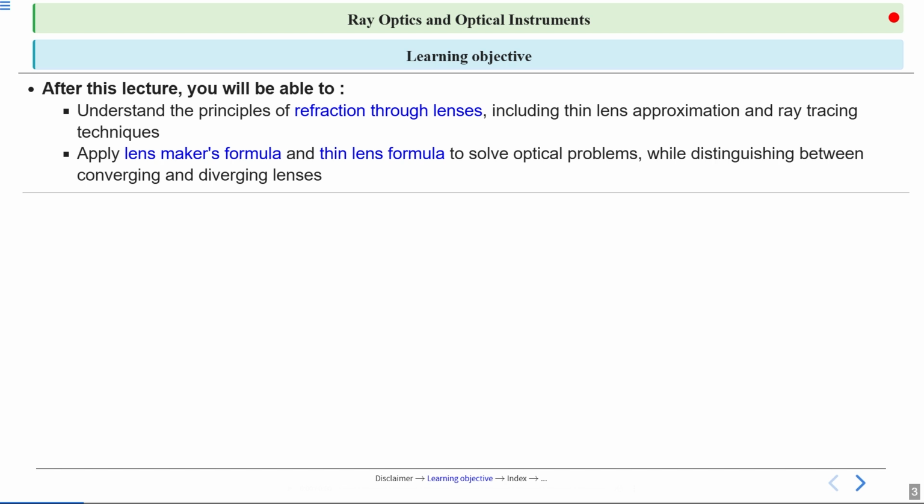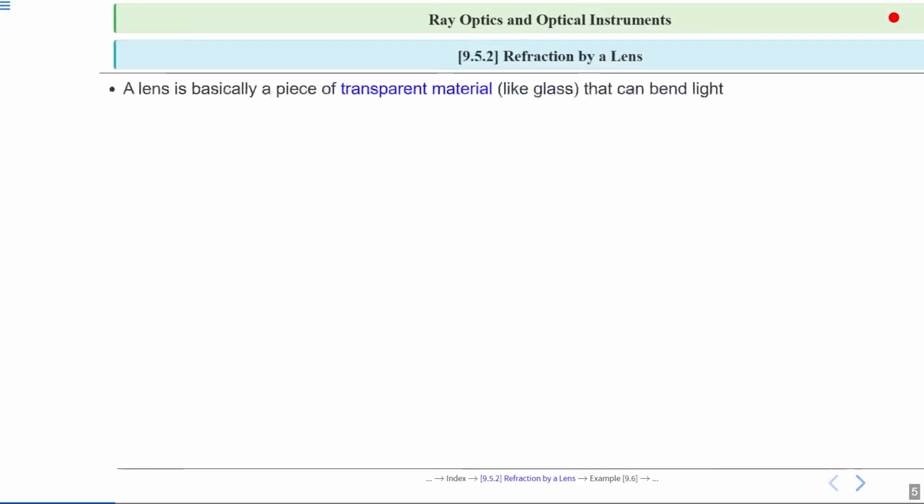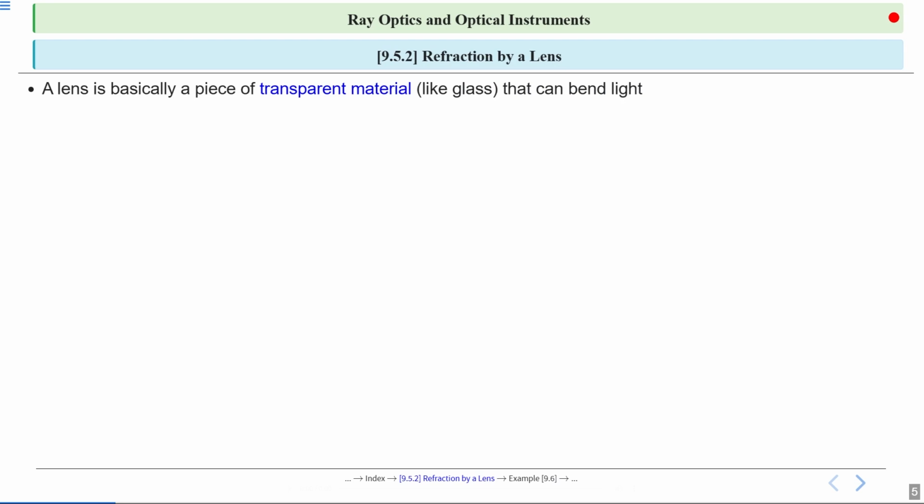And thin lens formula, like we have discussed and derived the mirror formula, similarly, we will derive the thin lens formula also to solve optical problems while distinguishing between the converging and diverging lens. So what is converging lens and what is diverging lens? We are going to discuss that also. The topics that we are going to cover today are NCERT section 9.5.2, refraction by lens, and example 9.6. Okay, so let's begin.